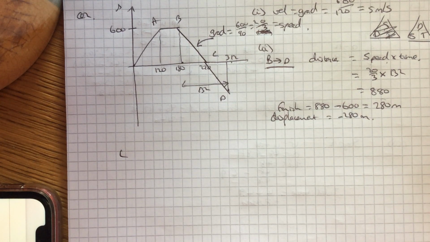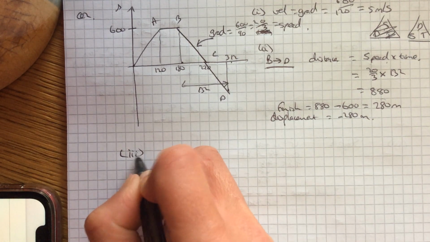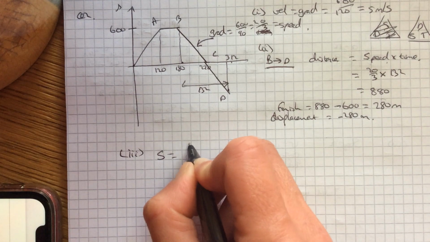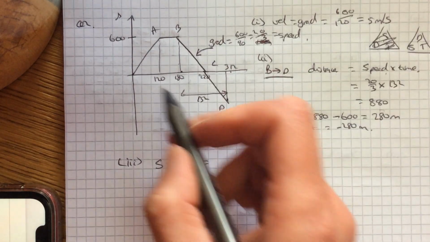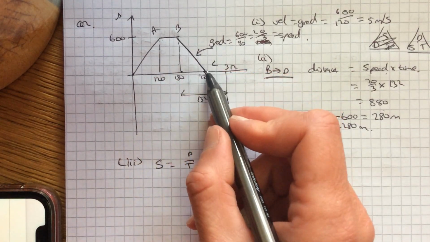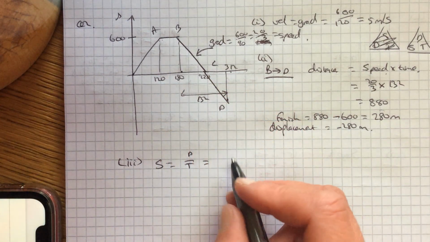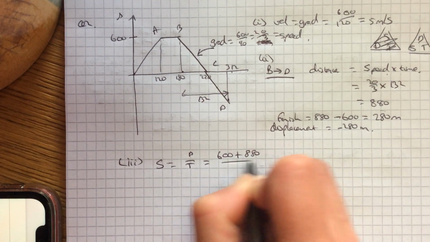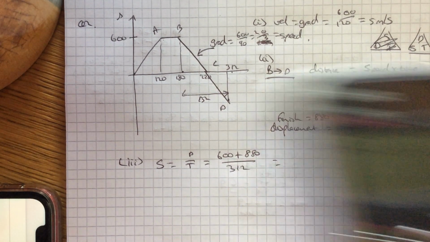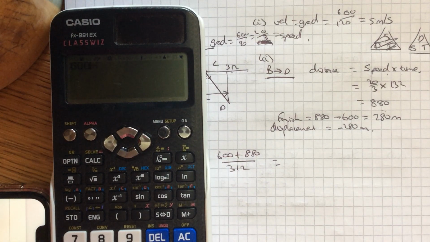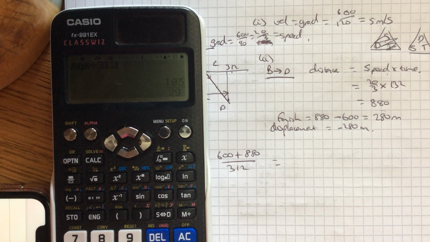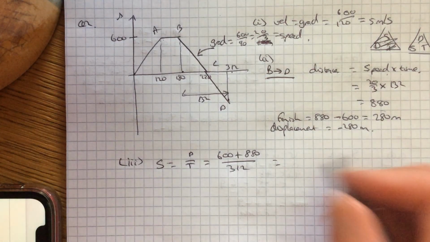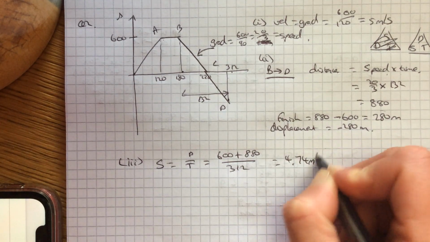Part 3, I'll just scroll up. I want the average speed. So speed is your distance over your time. The total distance, 600 up, and then the whole way down there is 880. So 600 up plus your 880. The total time is 312. Just putting that into the calculator, 600 plus 880, and then divide it by 312 gives me a speed of 4.74 metres per second.